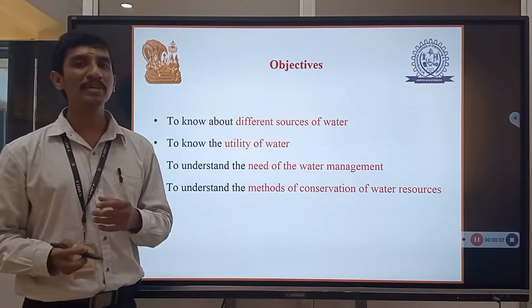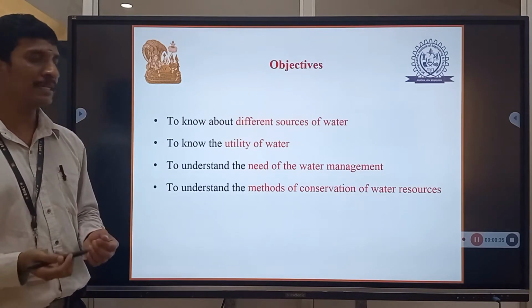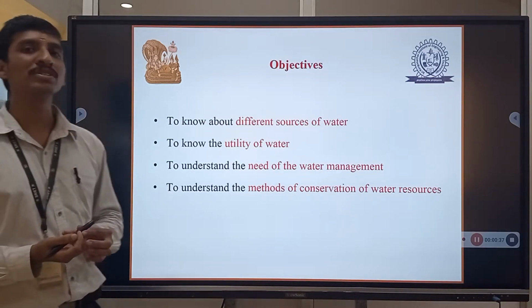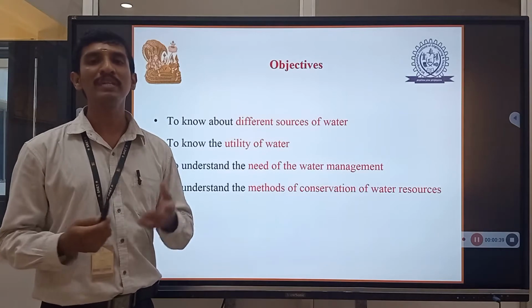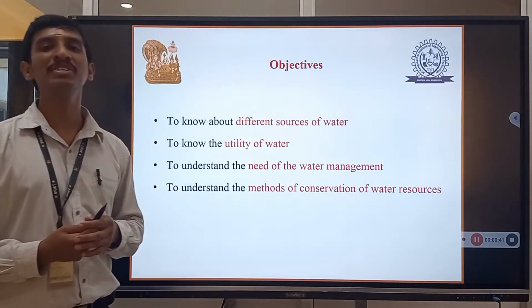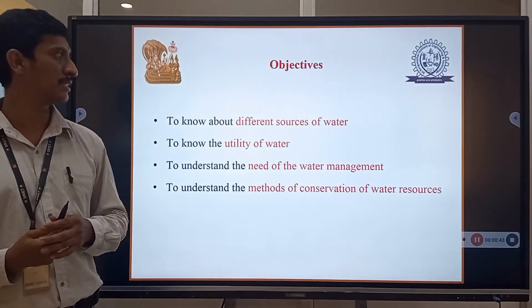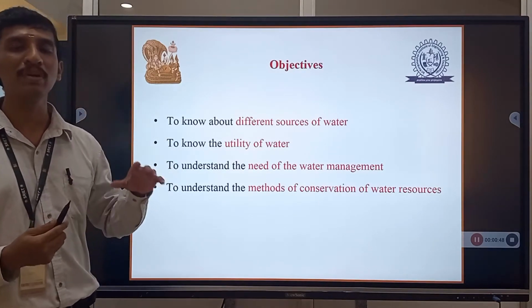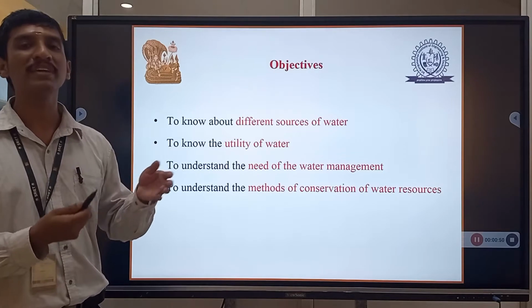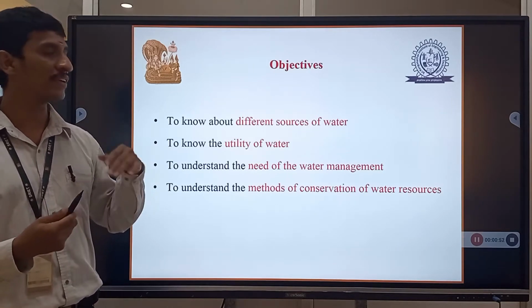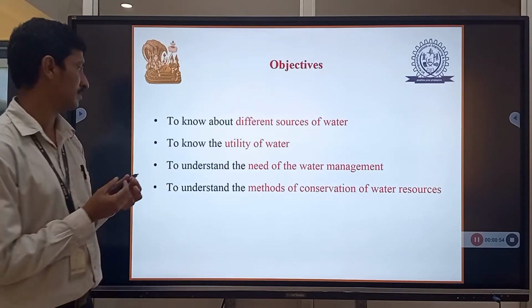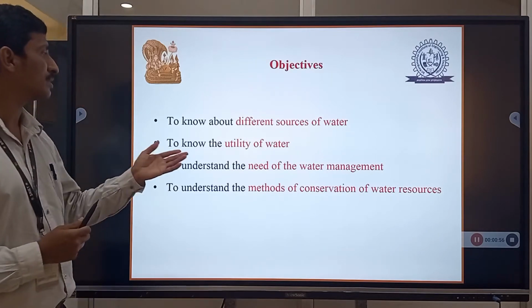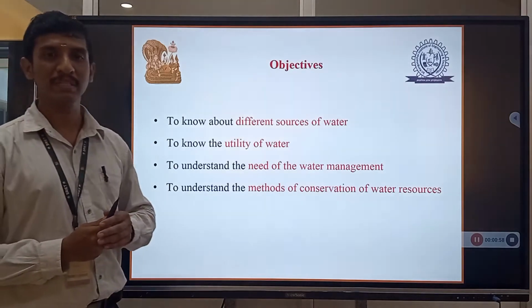The main objective of this topic is to know about different sources of water. We know that water is very essential to our day-to-day activities. For that, we need to know what the sources available on the earth surface are. Then only we can utilize that water more effectively and efficiently. And second, to know the utility of water.